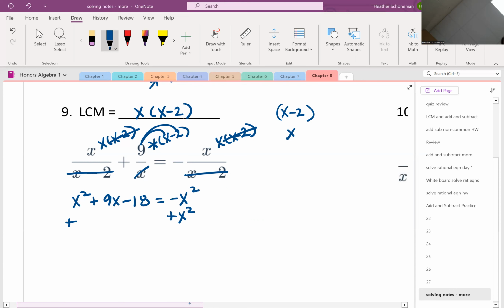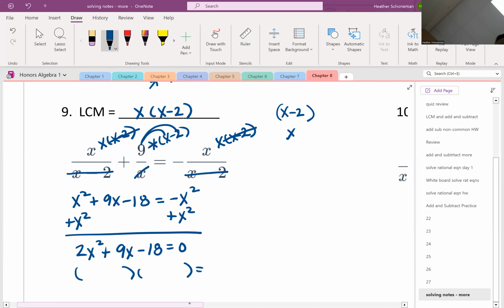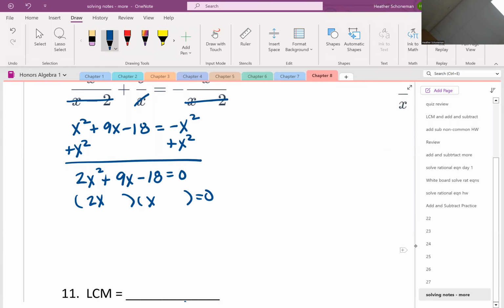So I'm going to add x squared to both sides. So that's going to give me 2x squared plus 9x minus 18 equals 0. So now when I go to factor it, I know I have 2x and x with 18. I can have 1 and 18, 2 and 9, 3 and 6. I'm going to start with 3 and 6 and see what that does.